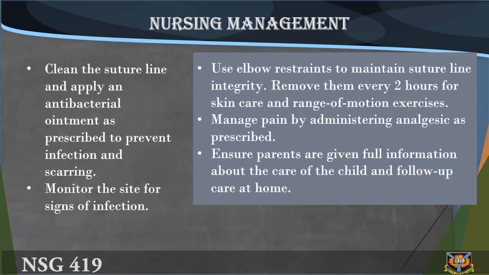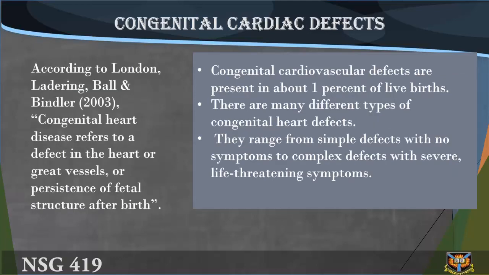Clean the suture line and apply an antibacterial ointment as prescribed to prevent infection and scarring. Monitor the site for signs of infection. Use elbow restraints to maintain suture line integrity. Remove them every 2 hours for skin care and range of motion exercises. Manage pain by administering analgesics as prescribed. Ensure parents are given full information about the care of the child and follow-up care at home.